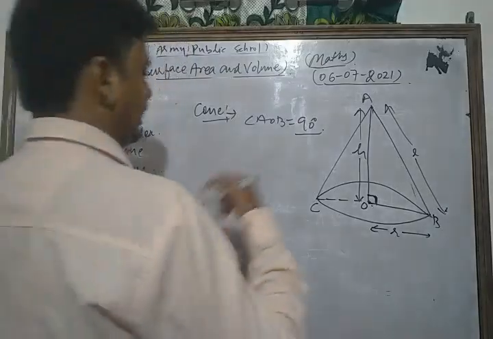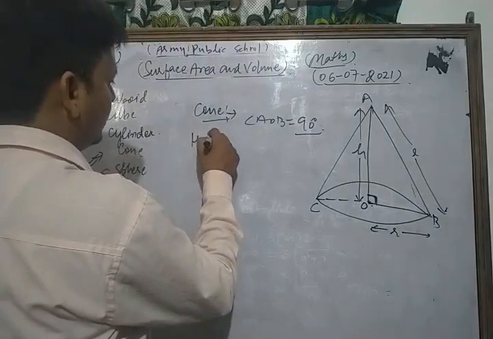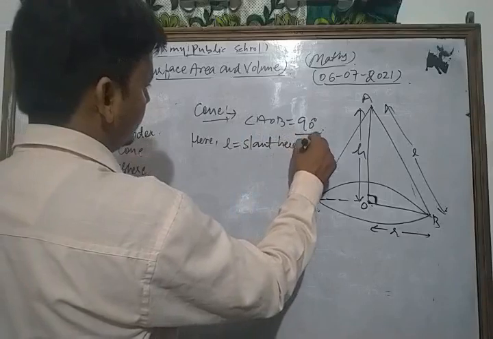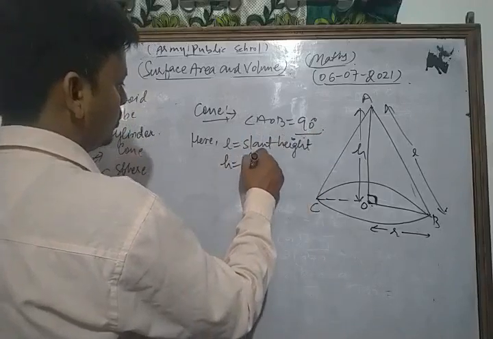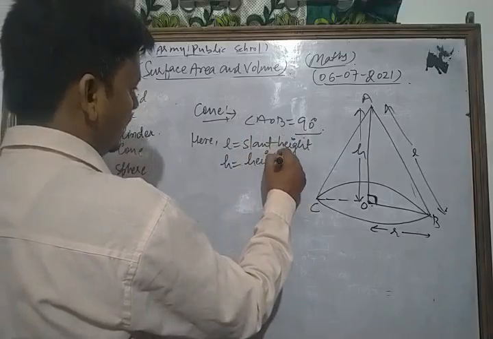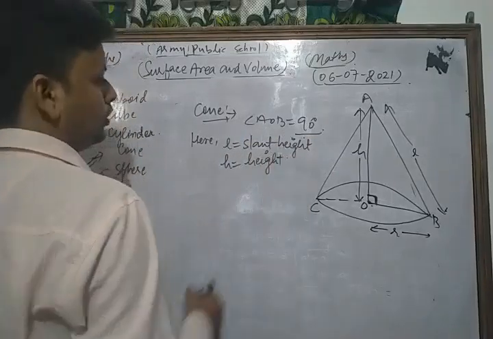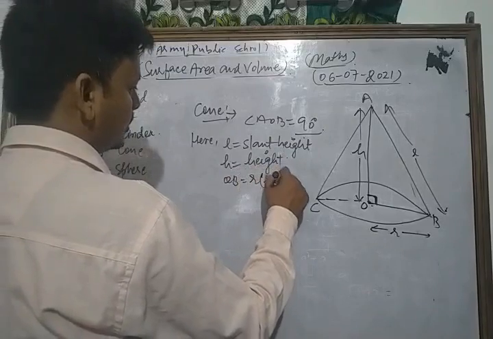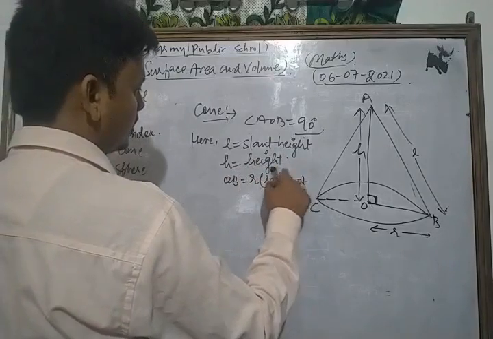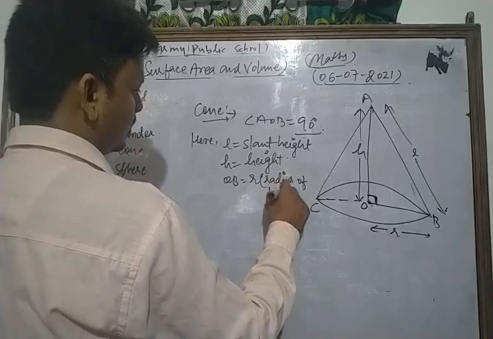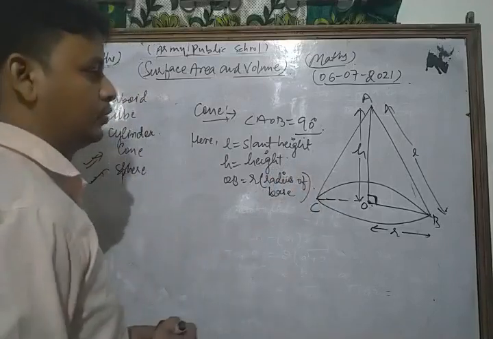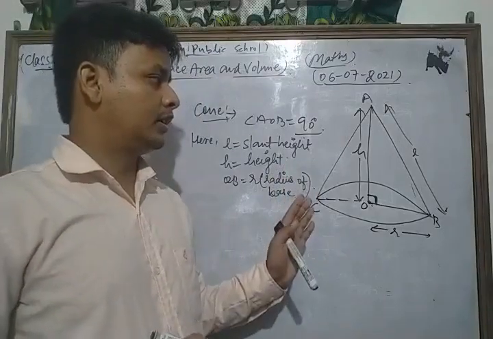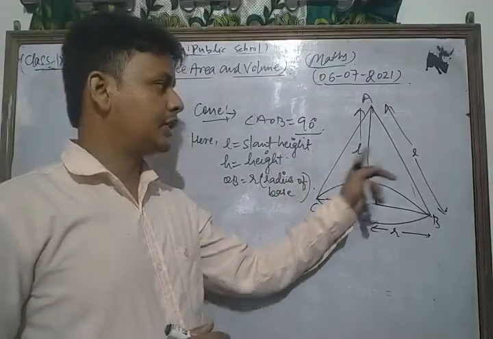Now here L is what? Slant height. H is the height of the cone. OB is what? Radius of base. Okay, dear students, now a very important relationship between H, L, and R.